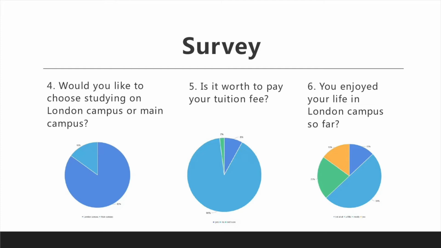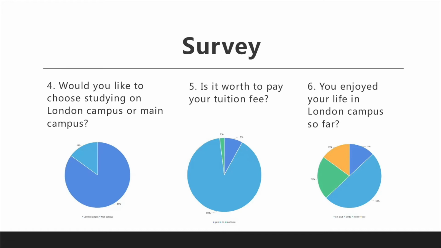And the next question is: have you enjoyed your life on London campus so far? Well, there were 50% of people who said a little bit, and 13% of people said not at all. There were just 15 people who said yes. So I also had a question about whether they would like to choose to study on the London campus or the main campus. There were still 85% of people who chose to study on the London campus.